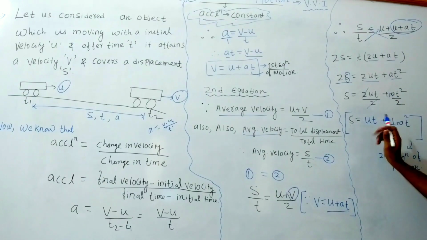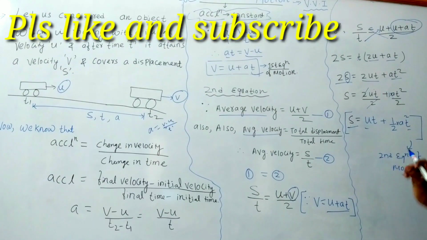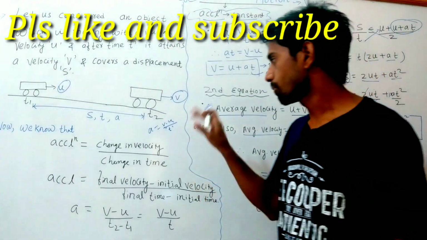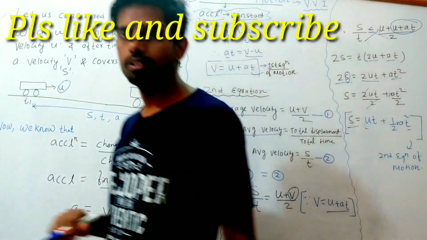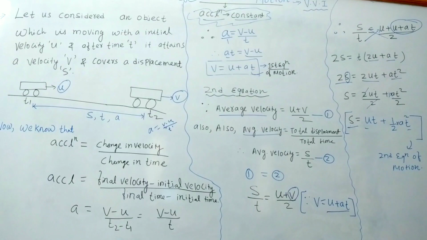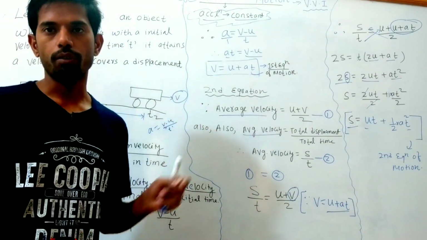Here you can see there is a relation between displacement, initial velocity, time and acceleration. One more relation is between initial velocity, final velocity and displacement. First you note down all these things, then I will proceed to the third equation. Note down everything. Pause the video and note down everything.